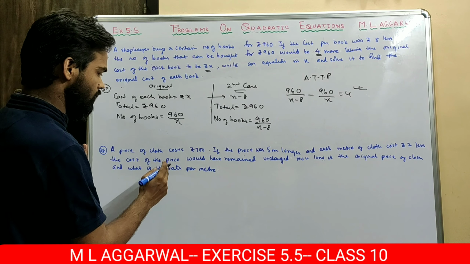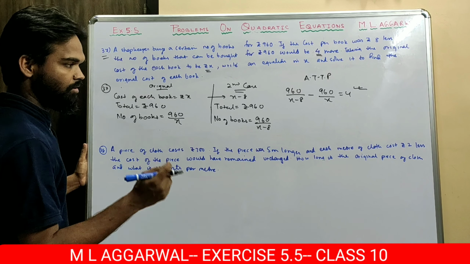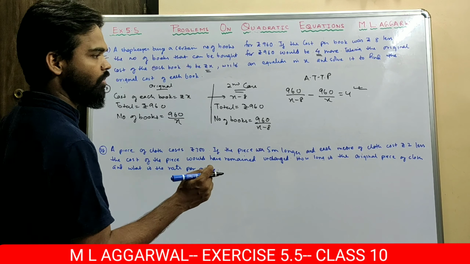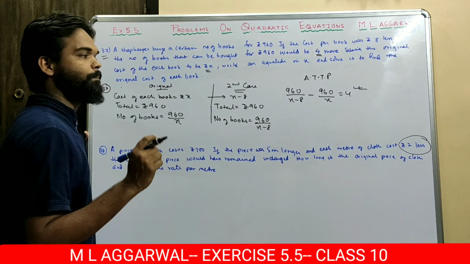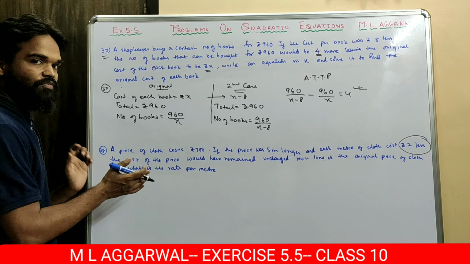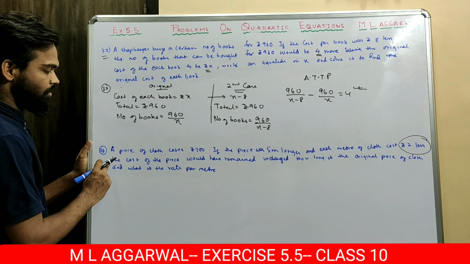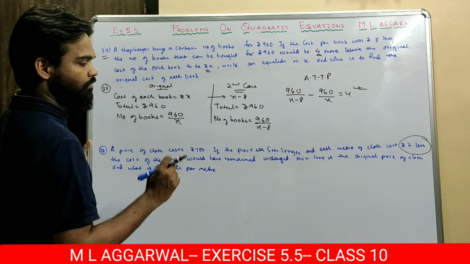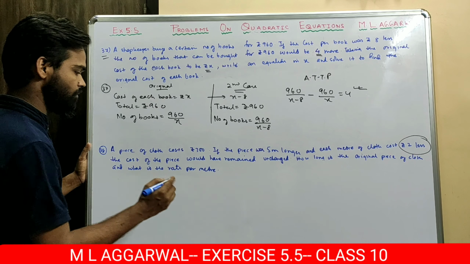A piece of cloth cost rupees 300. If the piece was 5 meters longer and each meter of cloth cost rupees 2 less, so this is the difference in the price per meter. So we need to find the price per meter in both the cases. The cost of the piece would have remained unchanged. How long is the original piece of cloth?